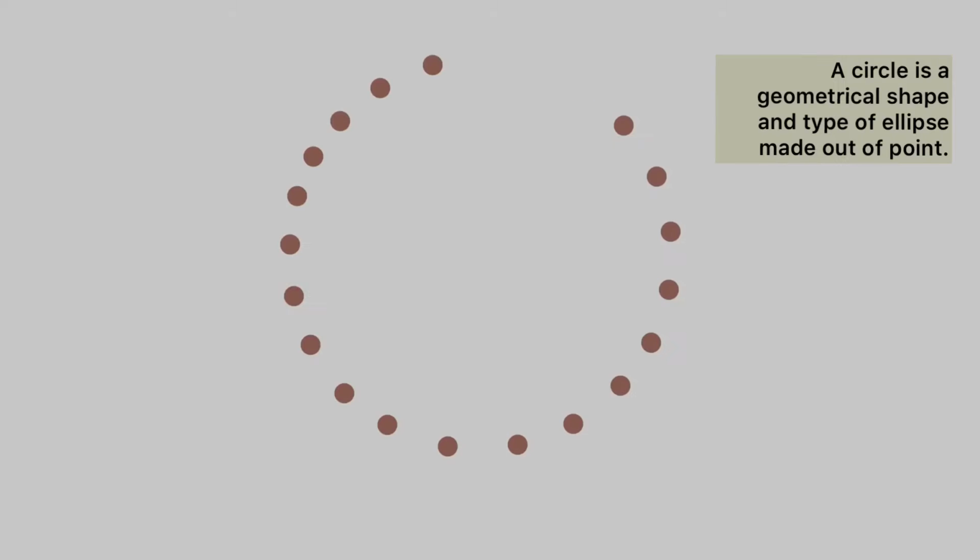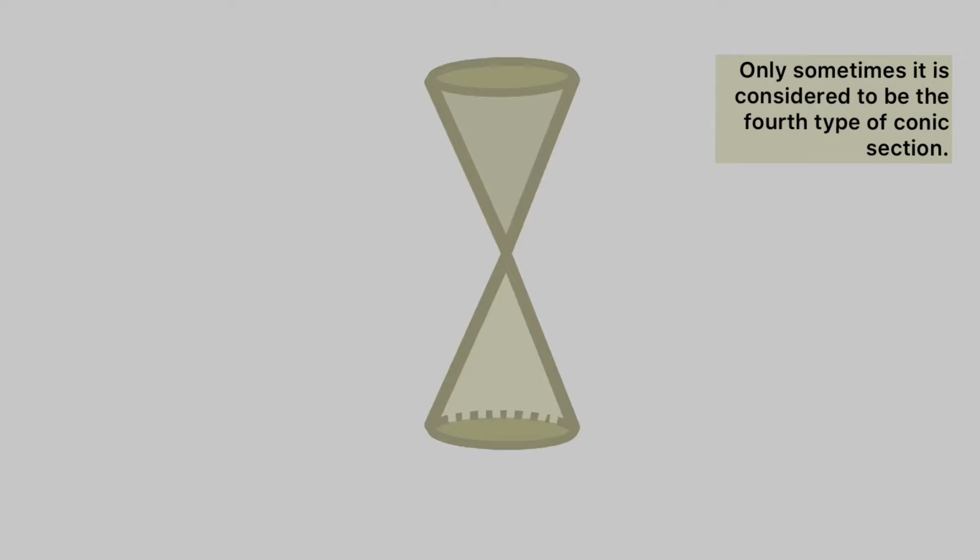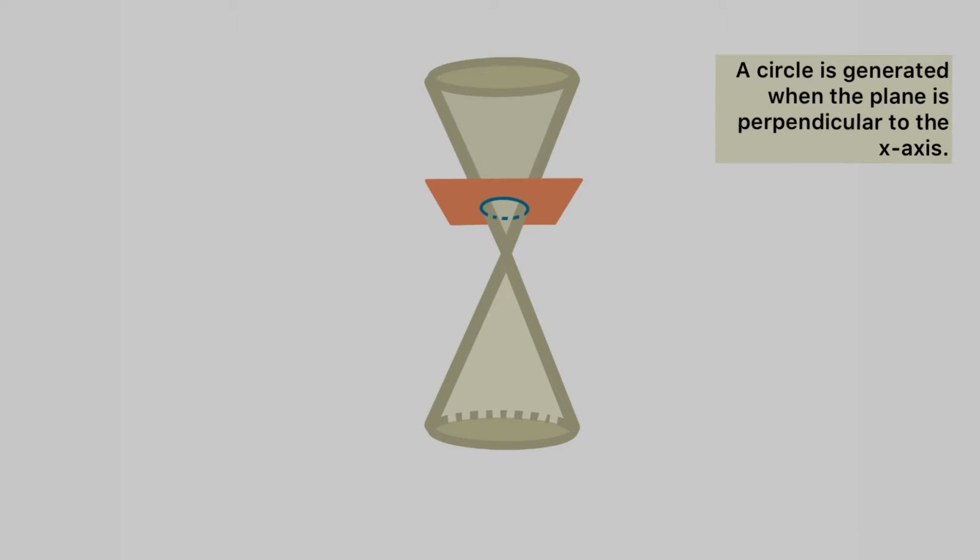A circle is a geometrical shape and type of ellipse made out of points. Since it's a type of ellipse, only sometimes is it considered to be the fourth type of conic section. A circle is generated when the plane is perpendicular to the x-axis.